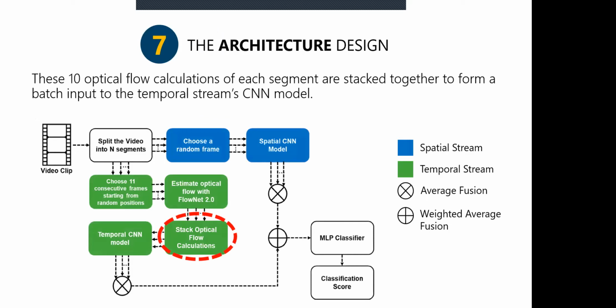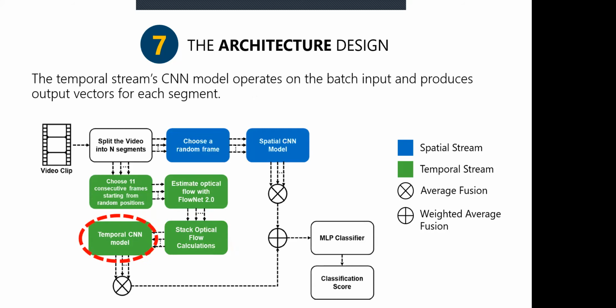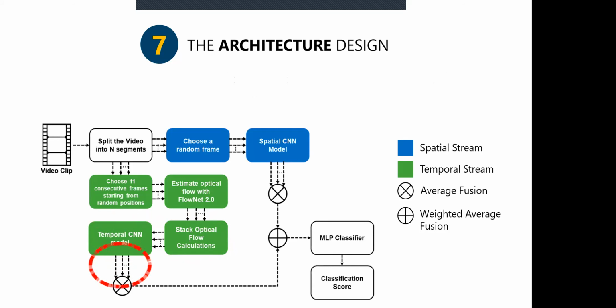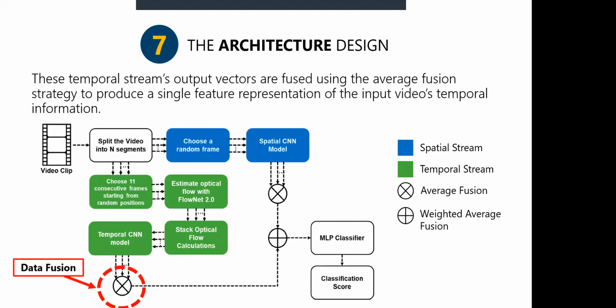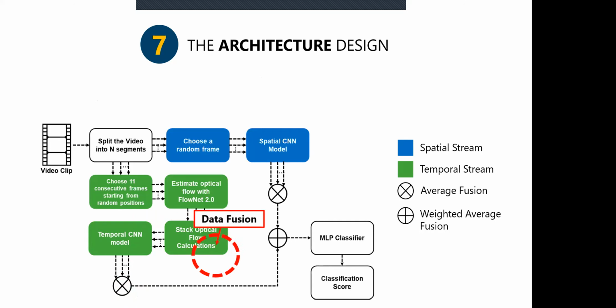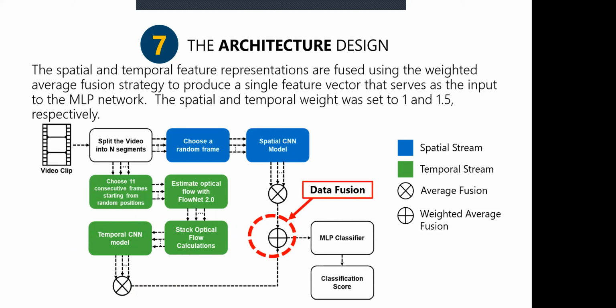These 10 optical flow calculations from each segment are stacked together to form a batch input to the temporal stream CNN model. The temporal stream CNN model operates on these batch inputs and produces output vectors for each segment. These output vectors are also fused using the average fusion strategy to produce a single feature representation of the input video's temporal information. Thereafter, the spatial and temporal feature representations are fused using the weighted average fusion strategy to produce a single feature vector that serves as an input to the MLP network. The spatial and temporal weights were set to 1 and 1.5 respectively.